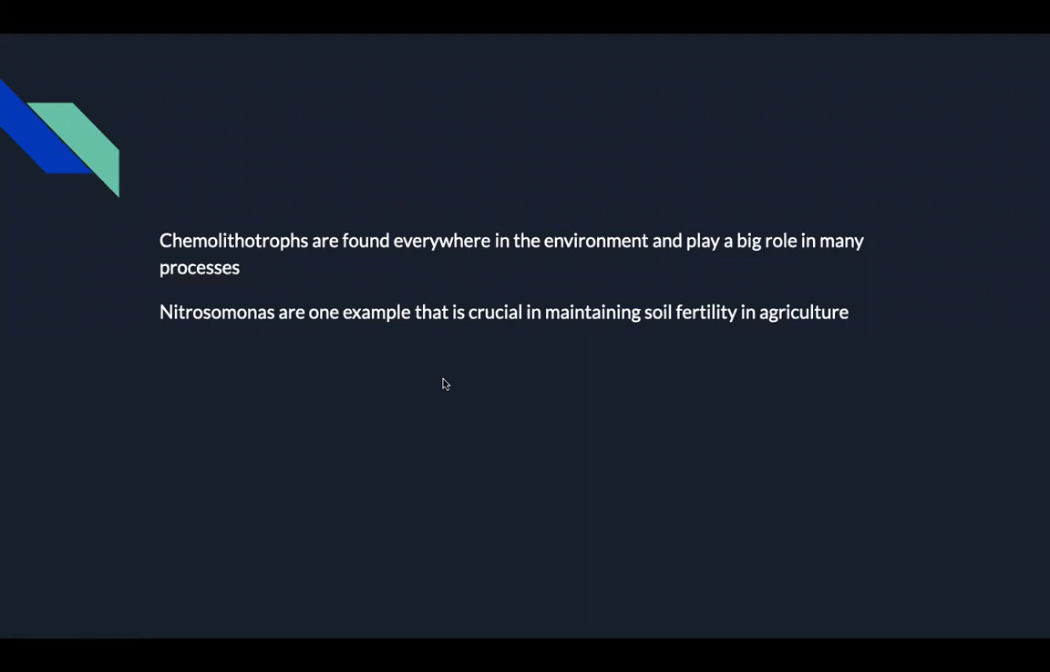Chemolithotrophs are found everywhere in the environment and play a big role in many processes. Nitrosomonas are one example that is crucial in maintaining soil fertility in agriculture.